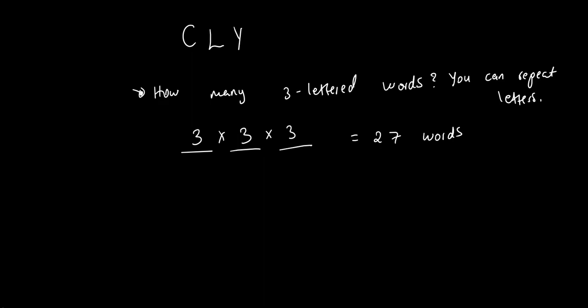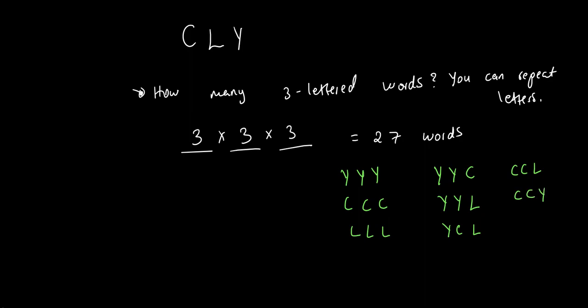27. Is it really true? Yes, it's true. You can have Y, Y, Y. You can have C, C, C. You can have L, L, L. You can have Y, Y, C, Y, Y, L, Y, Y. Oh, it's done. Y, C, L, C, C, L, C, C, Y, L, L, C. Guys, you can make so many, so there are going to be 27 in total. The letters don't have to make sense, please, guys. The words don't have to make sense as long as it's a 3-lettered word.